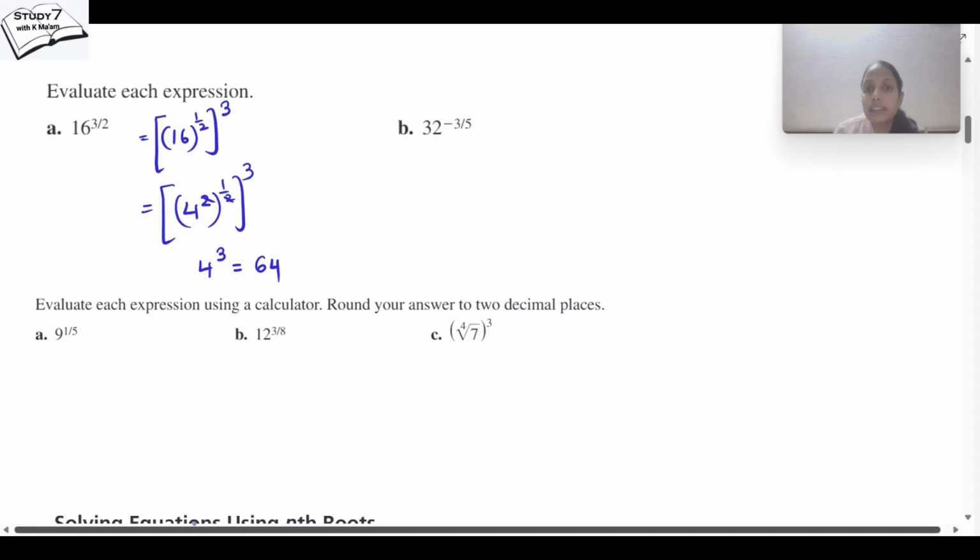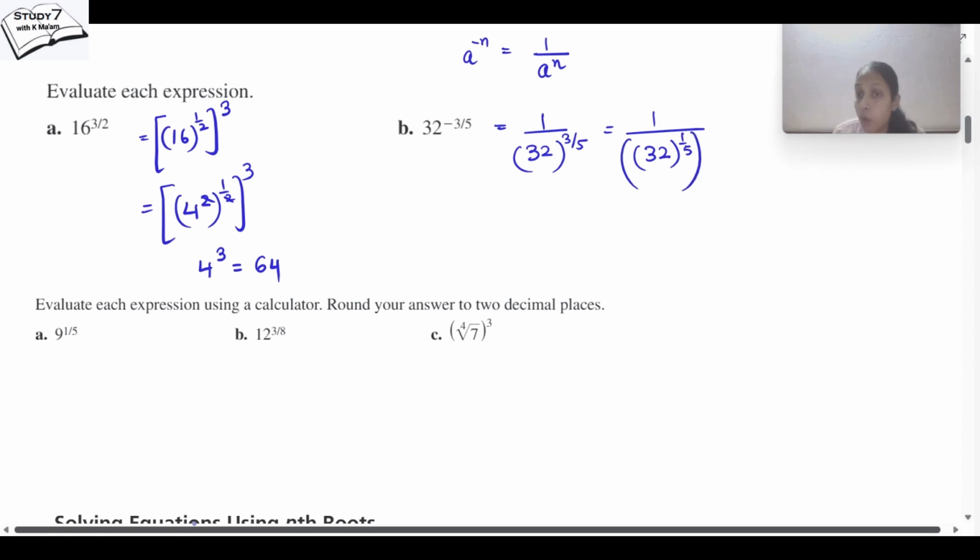Okay? See this. 32 to the power negative 3 by 5. Whenever the power is negative, we have to shift it down. It's like a power negative n, it means 1 over a power n. So I can write 1 over 32 to the power 3 by 5. I can rewrite this using the rational exponent, 32 to the power 1 by 5 and whole power 3. What is 32? 32 is 2 power 5.